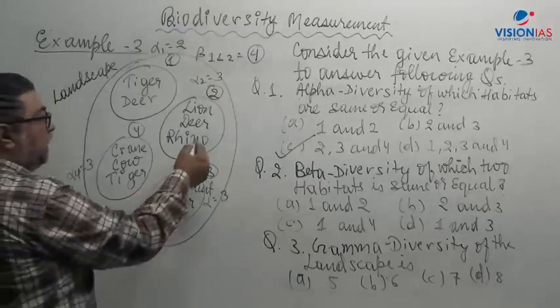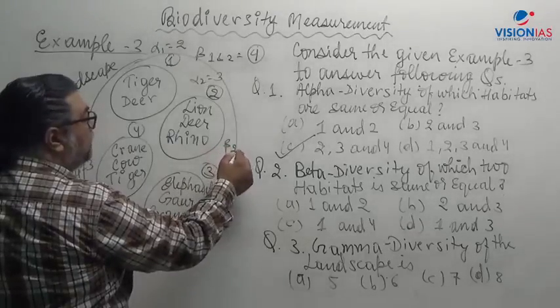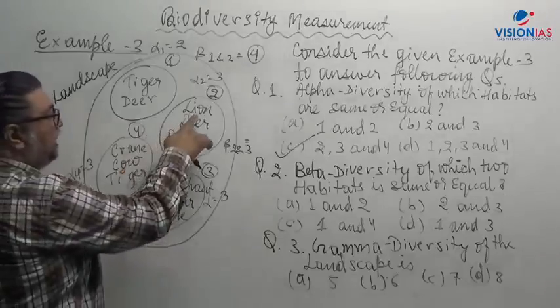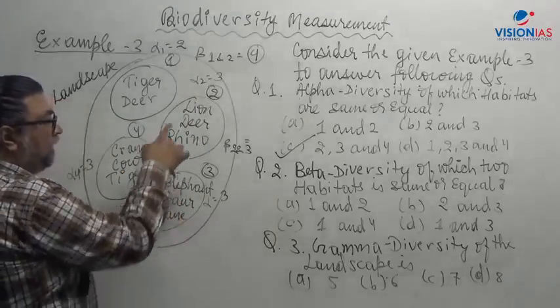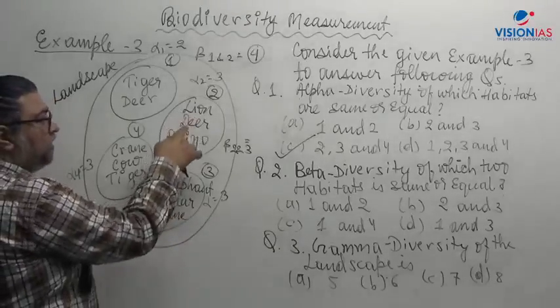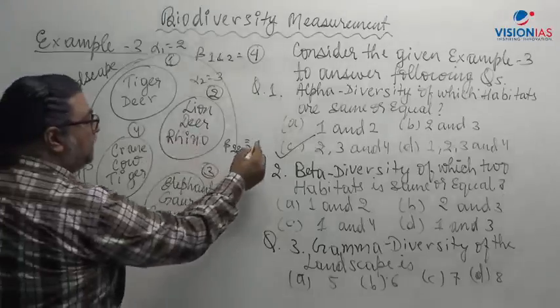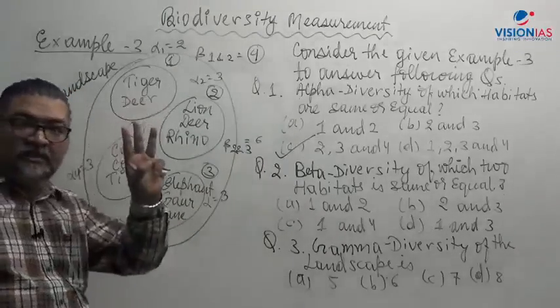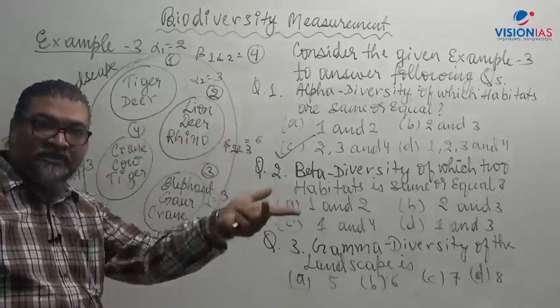Now you take habitat 2 and 3. Now take beta of 2 and 3. What do you find here? Lion, deer, rhino. Third is elephant, gaur, crane. Are they same? Lion, deer, rhino, 3. Elephant, gaur and crane. So you have 6. Lion, deer, rhino 3 are there. Elephant, gaur, crane another 3. So 3 plus 3 is 6.